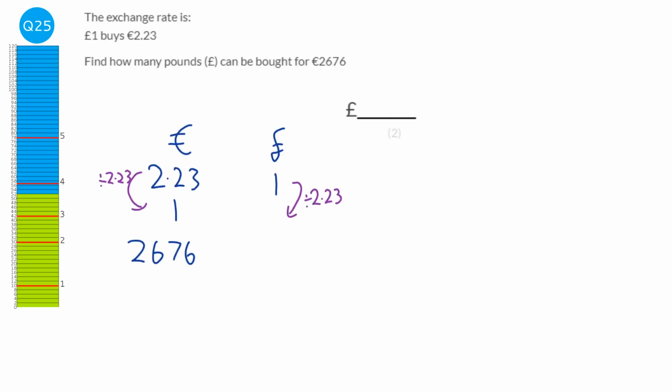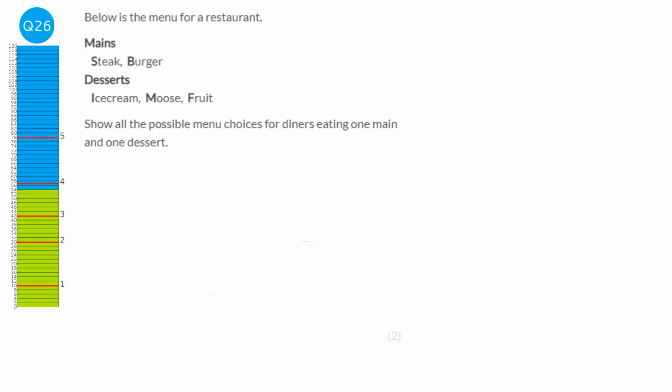And when we do that, we get 0.448 blah blah blah. And then to get from 1 to 2,676, we go times by 2,676 on both sides. And when we do that, we get £1,200. So 2,676 euros is £1,200. It's really important when answering this question that we're really methodical.